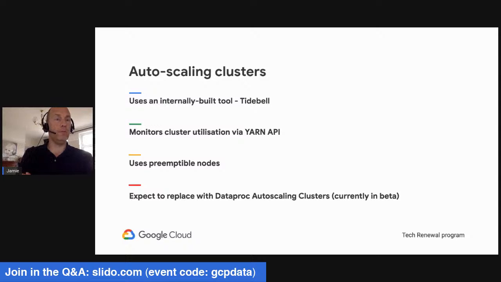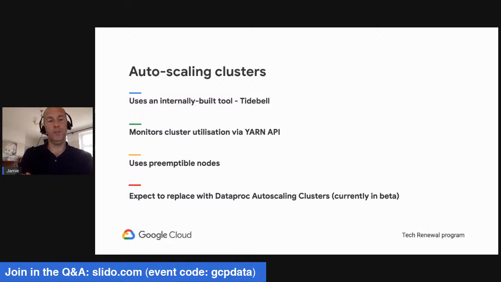We also use preemptible nodes. For those that don't know, preemptible nodes are an offering in Google Compute Engine. They are essentially nodes that Google will shut down and take back from us with about 5-minute warning. And the reason they do that is to preserve capacity in their data centers. The advantage to us is that they're a lot cheaper than using non-preemptible nodes.